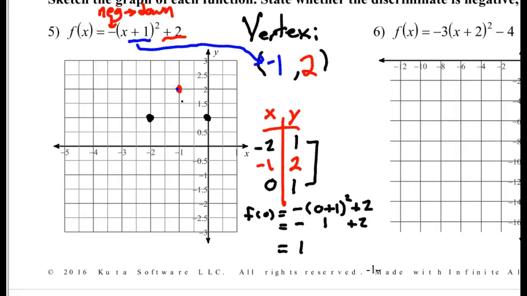Now remember, this isn't an absolute value anymore. This is a parabola. Since it has a squared, make sure you draw a parabola shape. Try to make it as symmetric as possible.